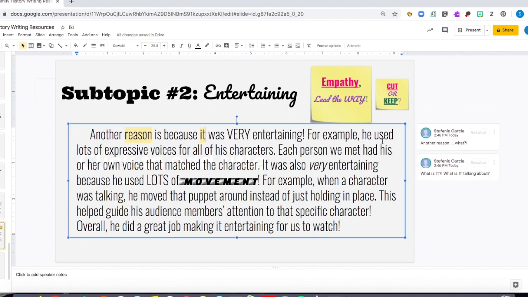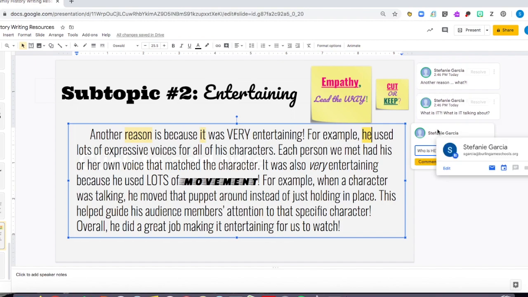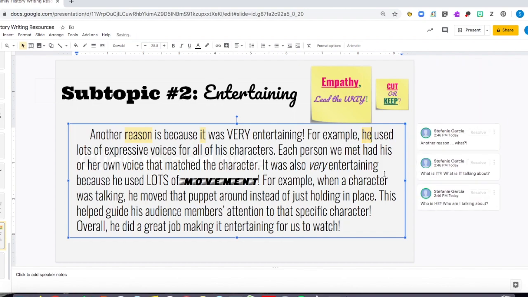For example, he used lots of expressive voices for all of his characters. Okay, so who is he? Who am I talking about? I hit comment to add it there, and you can see it's just storing all of my notes and my questions right here.